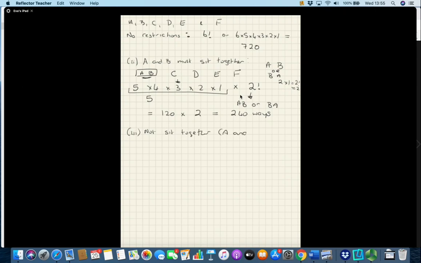And that's still A and B that I'm talking about. Okay, so this is total permutations. It's the easiest way to do it. Minus A and B together.